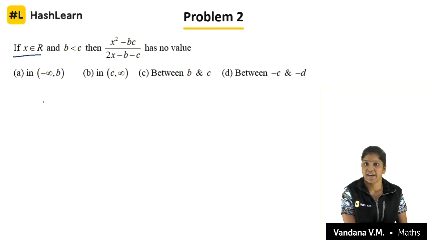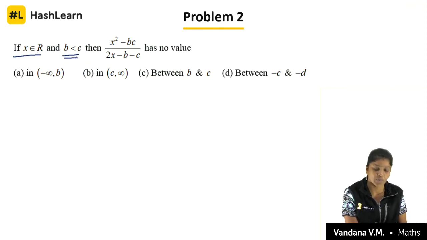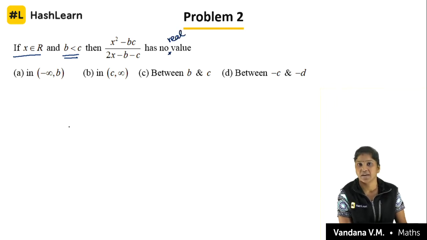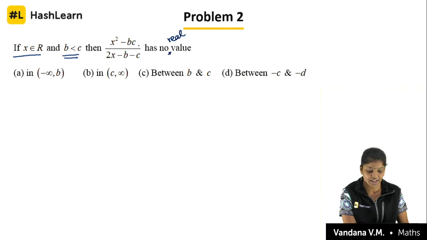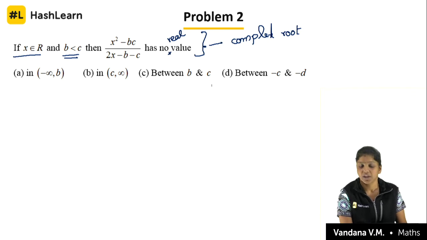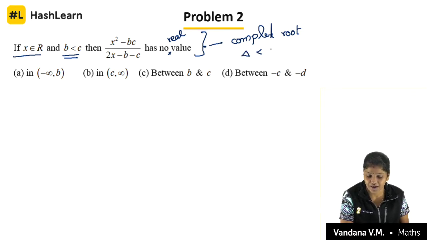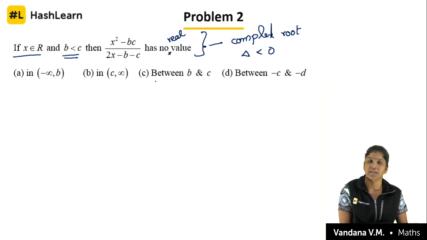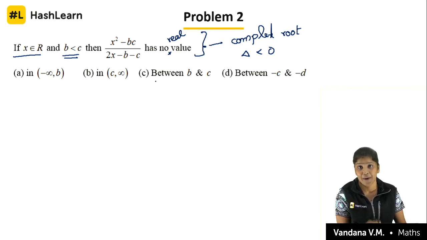If x belongs to any real number and b value is less than c, then x square minus bc by 2x minus b minus c has no real value. No real value means what? It must have a complex root. So when I have a complex root, its discriminant must be less than 0. Less than 0 means we will get an imaginary part over there.